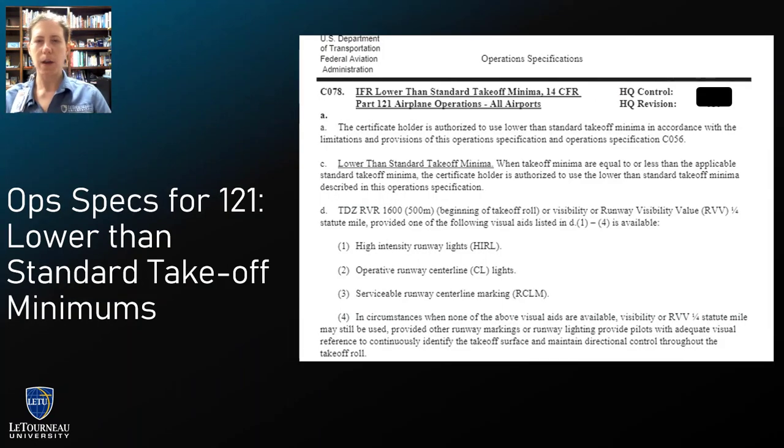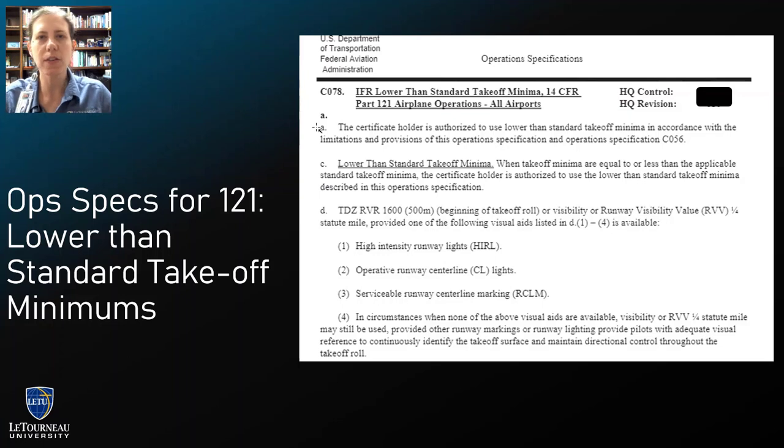First off, here's an OpSpec. I've blacked out some stuff here and I've cut it down some so you can see it better. But this is OpSpec C78, and almost all Part 121 operators are going to have this OpSpec available to them in their OpSpecs, assuming they're approved for it. What I really want to point out here is that it says in Part A that the certificate holder can use lower than standard takeoff minima.